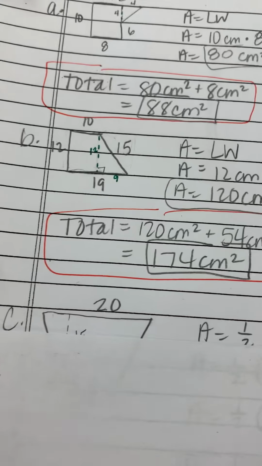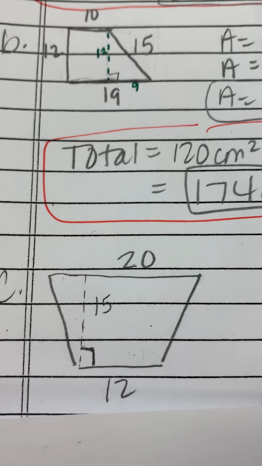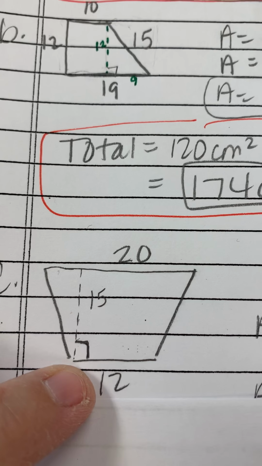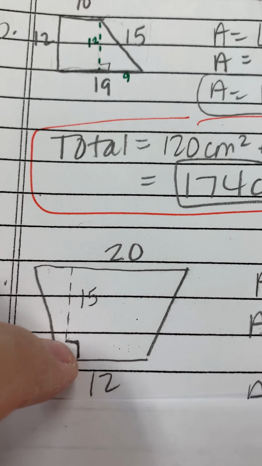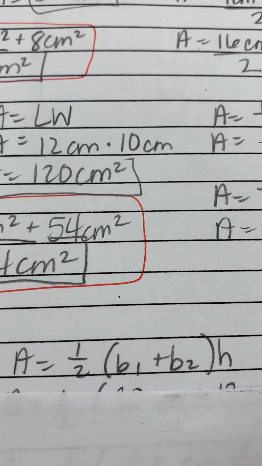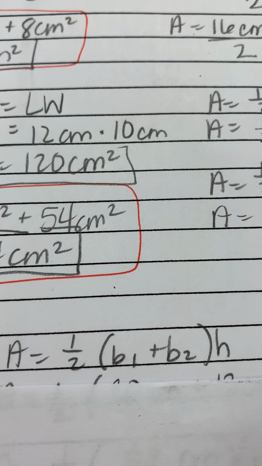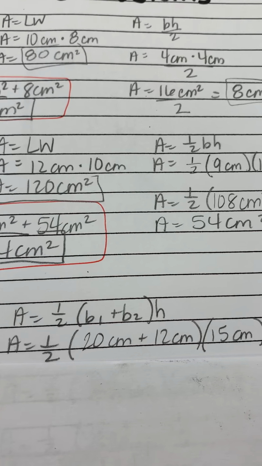The trapezoid looks like this. We can see that the first base is 20, the second base is 12, and the height is 15. So we have to find the average of the two bases and multiply it by the height, okay? So we write out our formula. Area equals 1/2 base 1 plus base 2 times height. And I plug in the numbers I have.